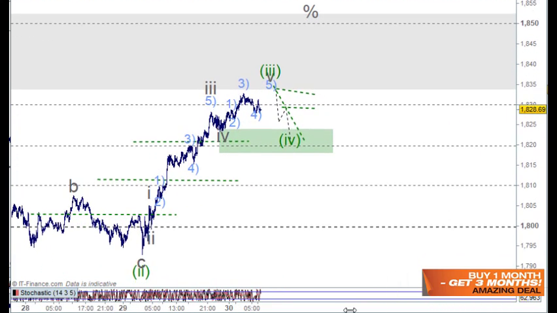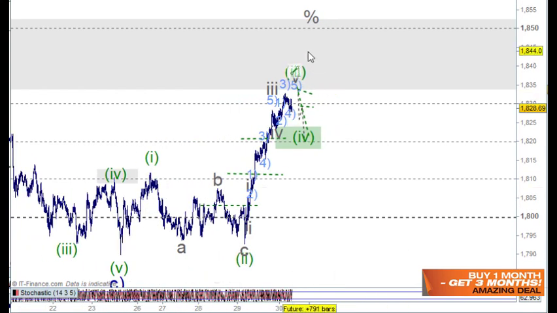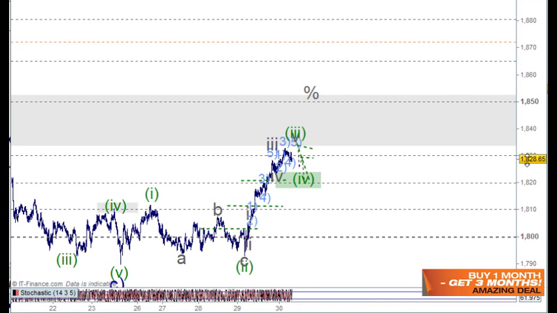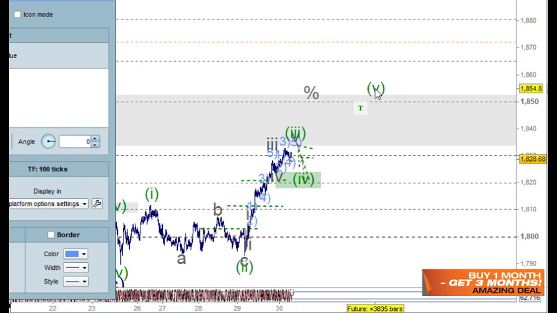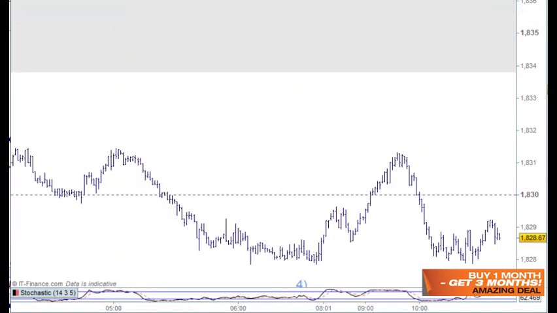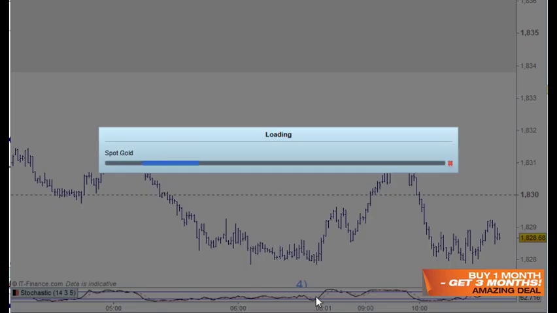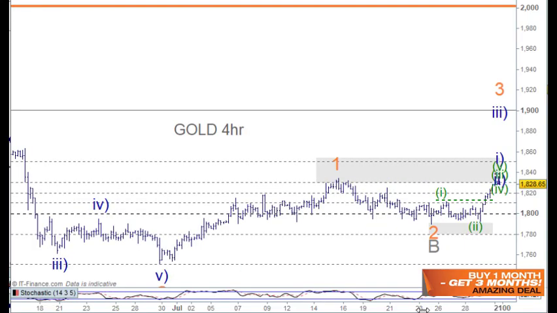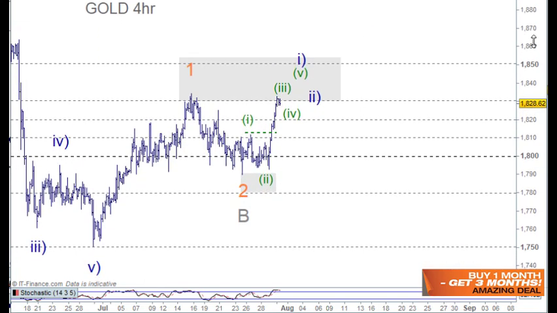But what happens then? We've got 1, 2, 3, 4, and 5. So let's just play this out a little bit. Let's just put wave 5 in here. And I think I'll just go back to another chart here so we get a bit more perspective on something. So maybe the 4-hour chart. Let's just consider this for a moment, see what you'd need to hold in this case.